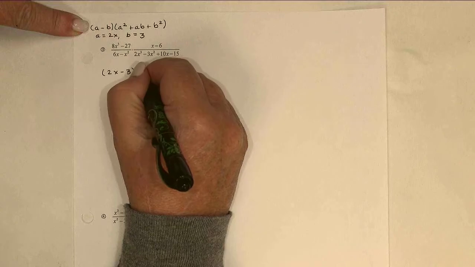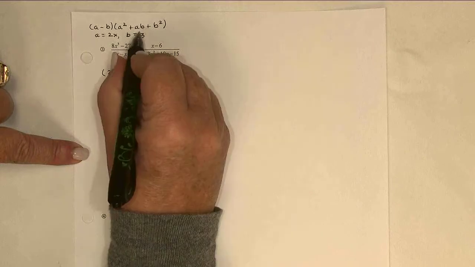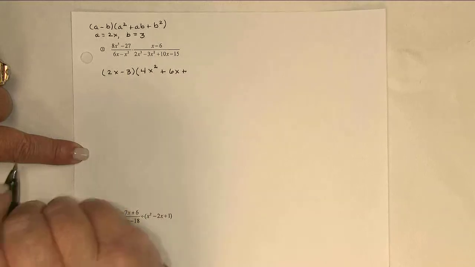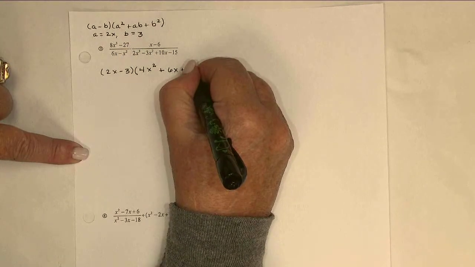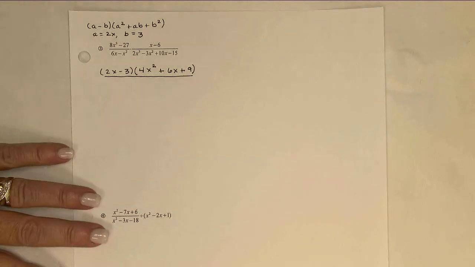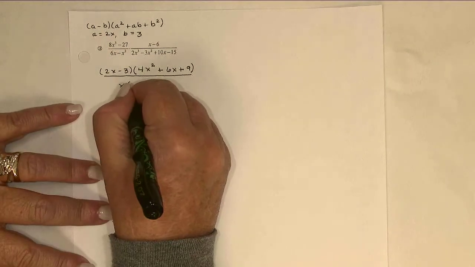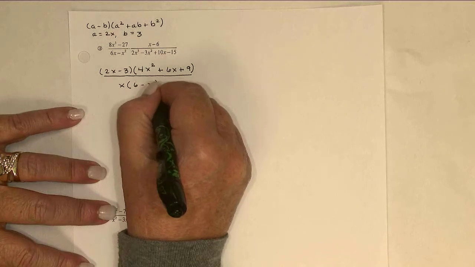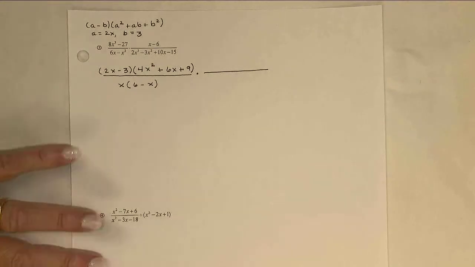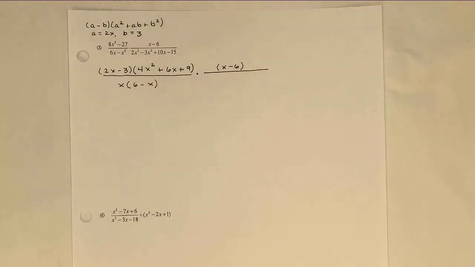And then a squared, squaring that would give me 4x to the second, plus a times b, that would be 6x, plus b squared would be 9. All right, the denominator. Looks like all we can do here is factor out an x, which makes that 6 minus x. Second fraction. I have the x minus 6 on top. I can throw some parentheses around it because we're really multiplying it by that whole fraction.